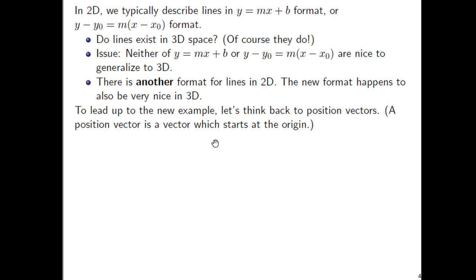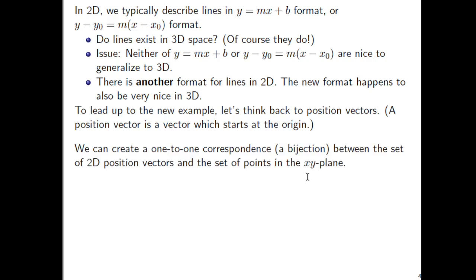Remember that a position vector is a vector that starts at the origin. So we can create a one-to-one correspondence, or a bijection, or just a complete pairing up like a buddy system between the set of vectors and the set of points, right? The set of 2D vectors and the set of points in the plane. There's a complete connection. Each point in the plane corresponds to a different vector.